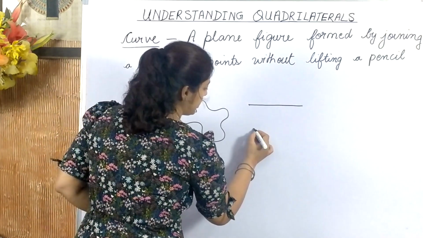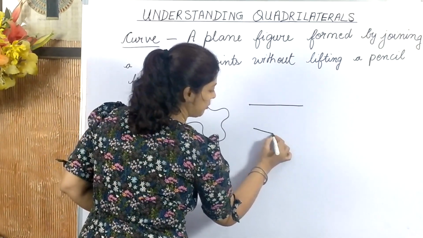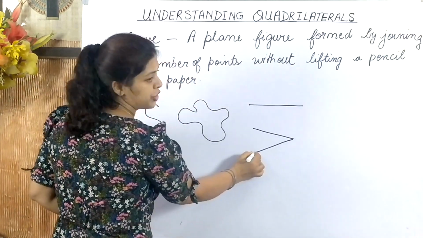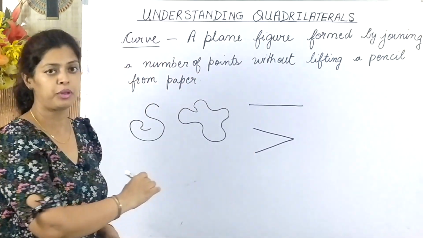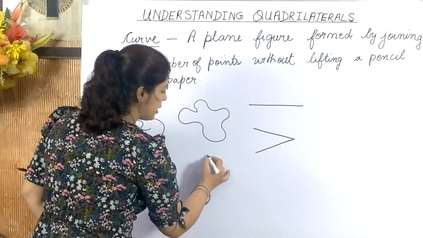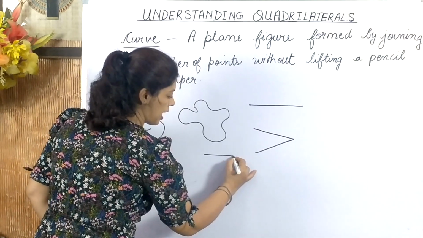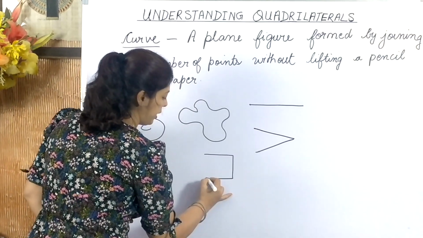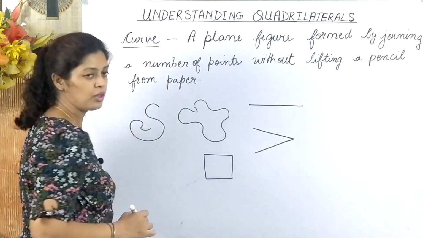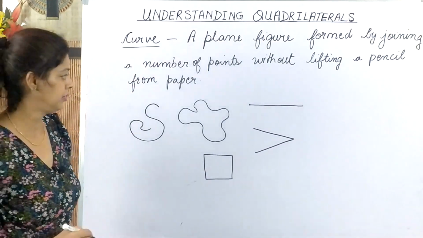So, if I draw something like this, I start from here and without lifting my pen, I reach here. This also is an example of a curve. So, all figures made from straight lines are curves. I start here, move the pen without lifting, reach here. This also is an example of a curve.